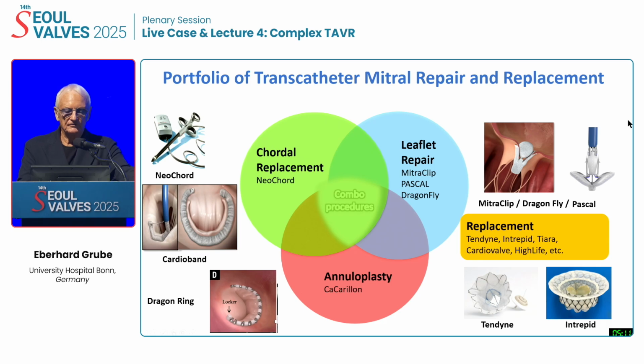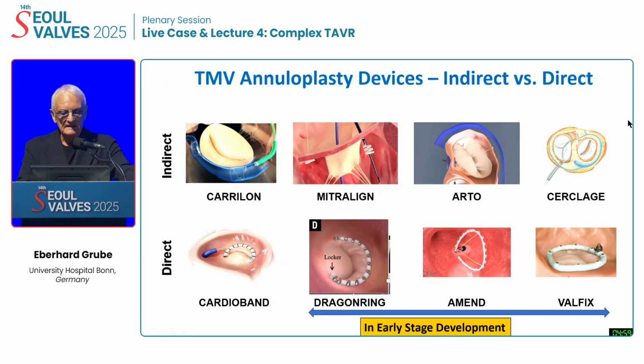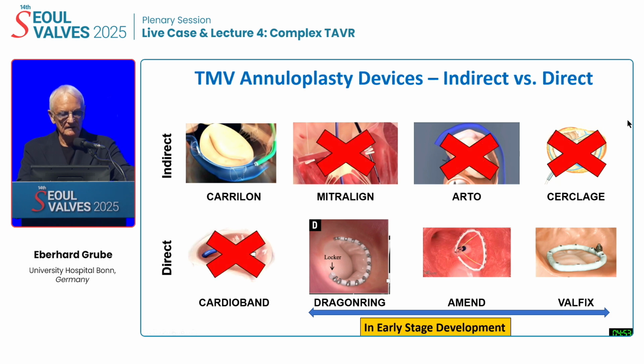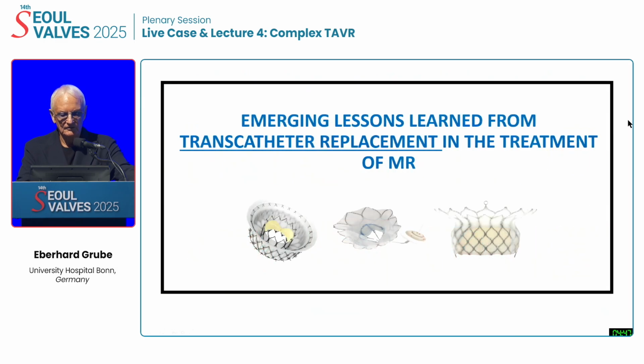The portfolio of transcatheter mitral repair replacement is summarized here. We don't have to repeat that. On the repair side, we do poorly. On the replacement side, this is where the focus right now is. Here you can see direct, indirect TMV annuloplasty devices. Most of them have disappeared. Carillon is on the market, and the Dragon Ring, Ament, and Valfix are in early clinical trials.